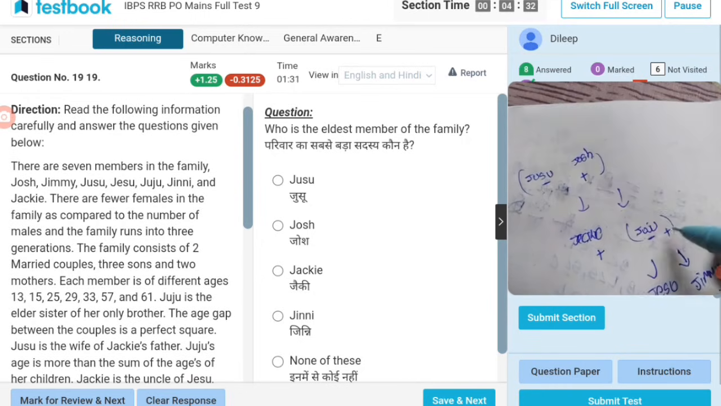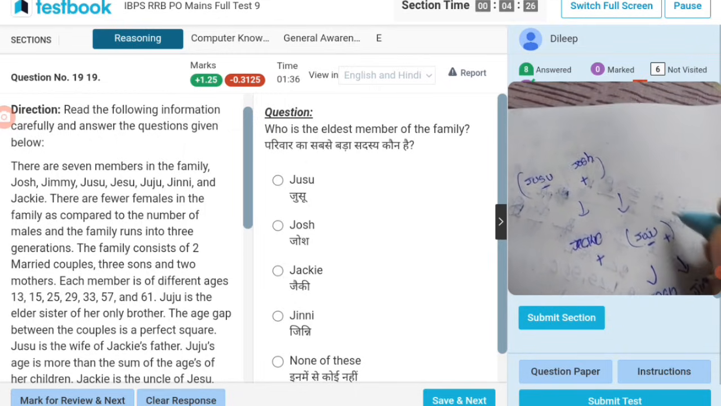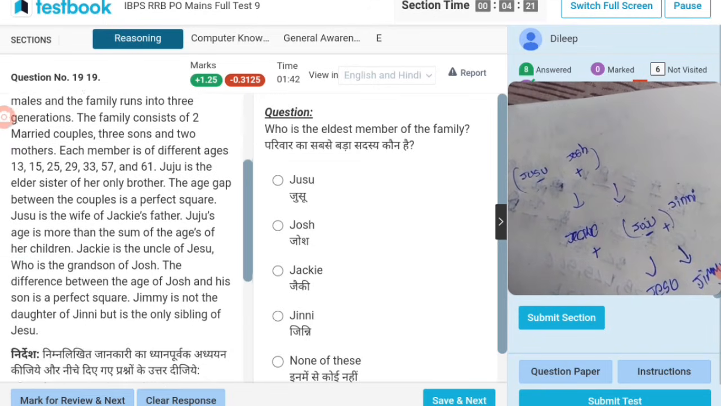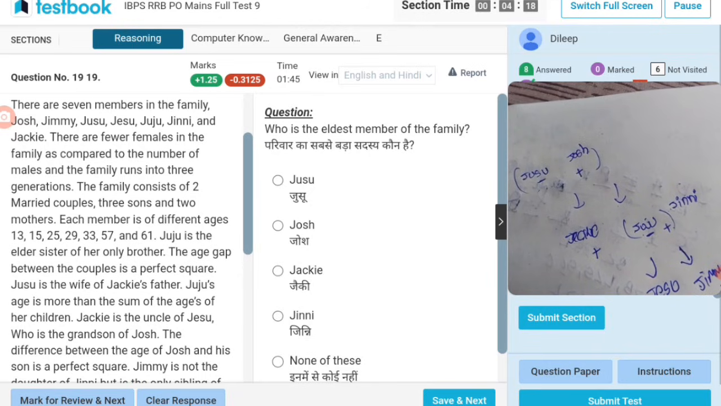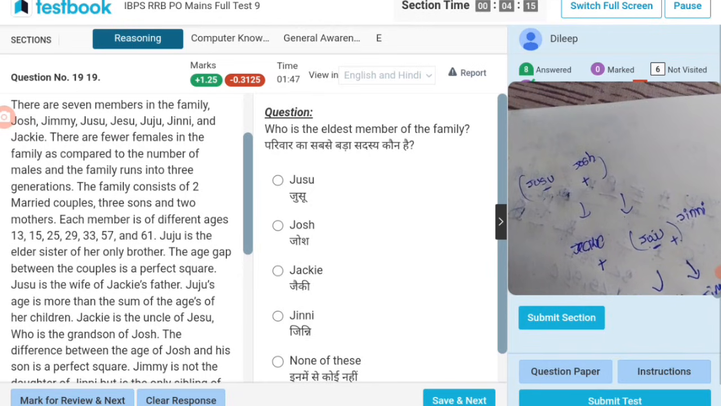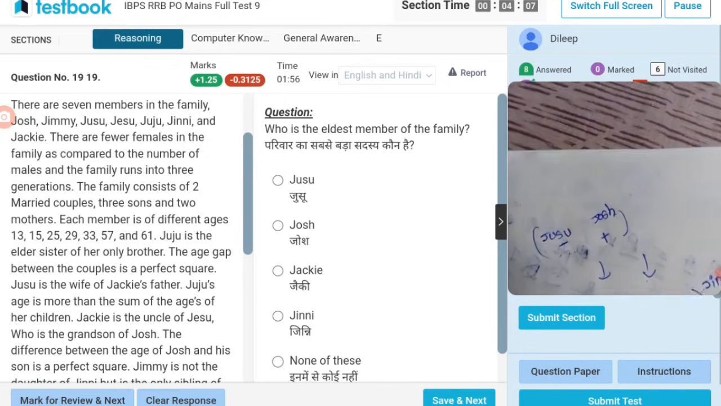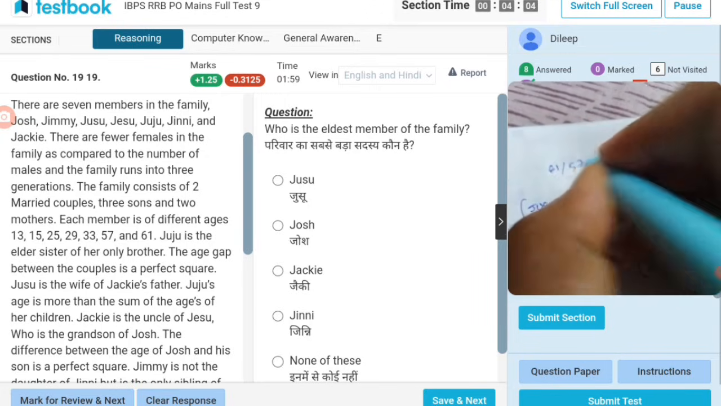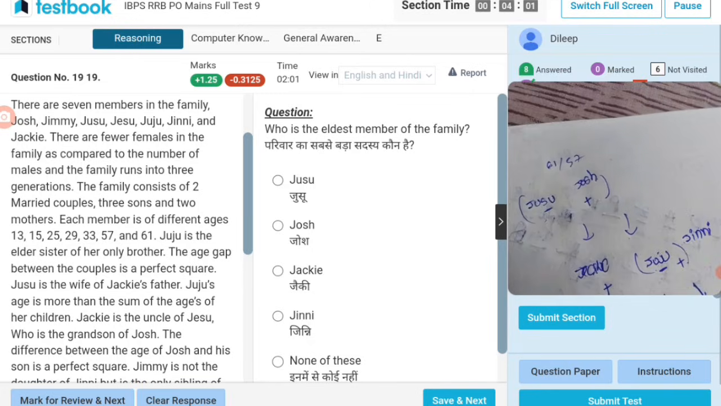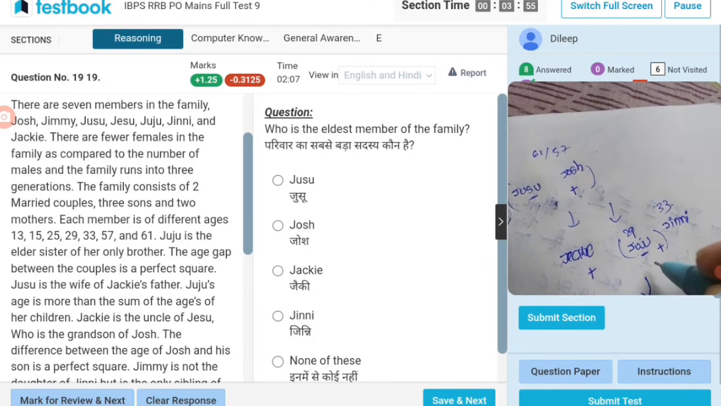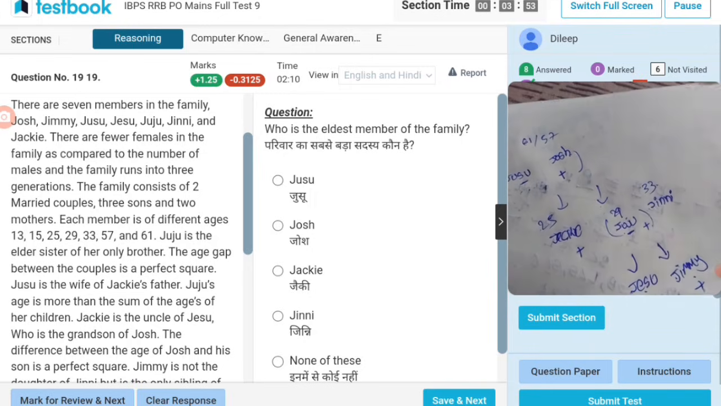1, 2, 3, 4, 5, 6, 7. So Ginny. Perfect square. 4 means 61 or 57. 29 or 33. 15 or 13.